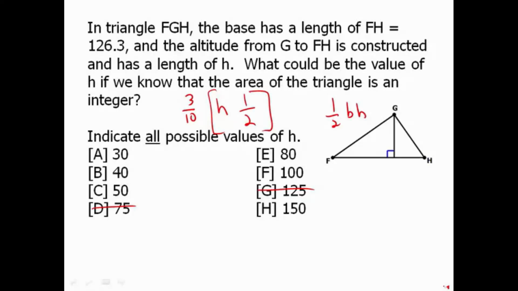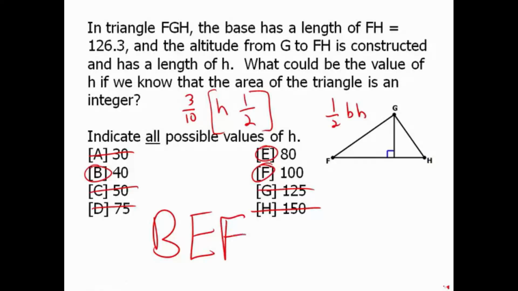Well, 30 times 1/2 is 15. That's not a multiple of 10. 40 times 1/2, that works. 50 times 1/2 is 25, not a multiple of 10. 80 times 1/2 is 40, that works. 100 times 1/2 is 50, that works. 150 times 1/2 is 75, not a multiple of 10, that doesn't work. So the only ones that work are B, E, and F, the multiples of 20.